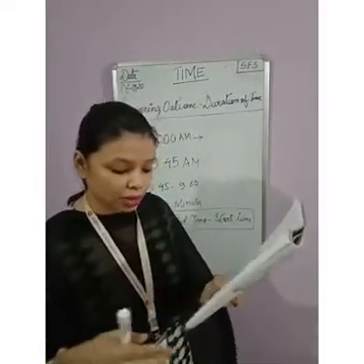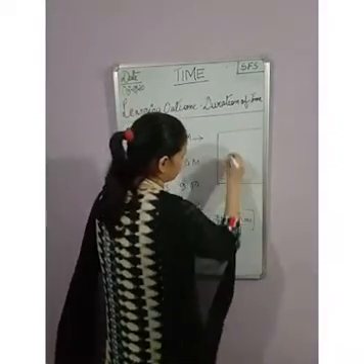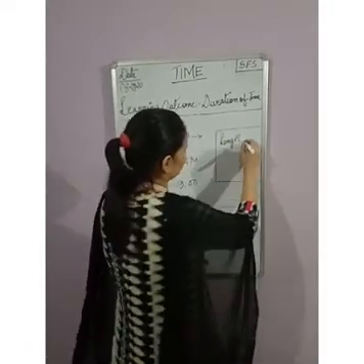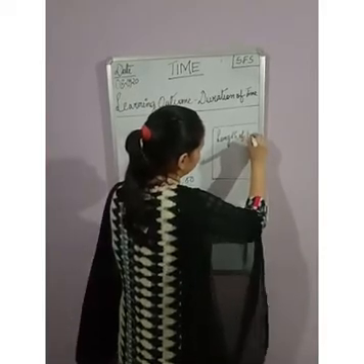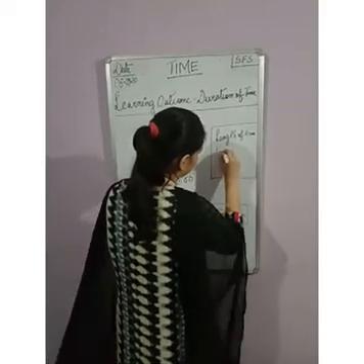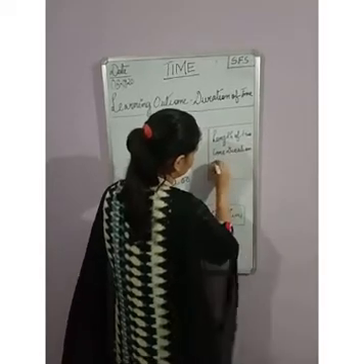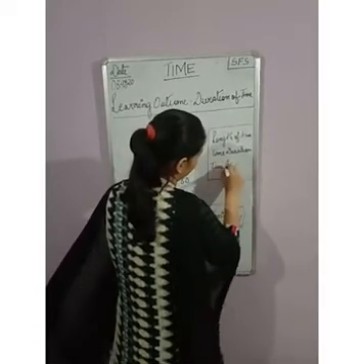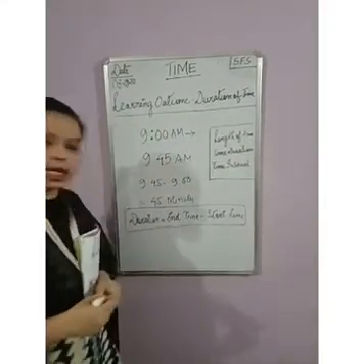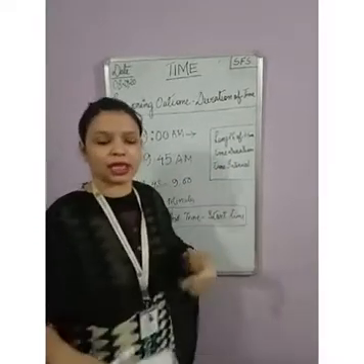Now, the time duration has got three names. The first is length of time, time duration, and time interval. That means it has the same meaning. The length of time, time duration, time interval, they all have the same meaning.